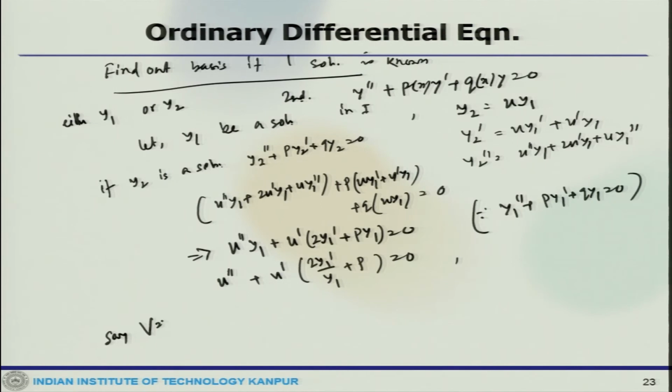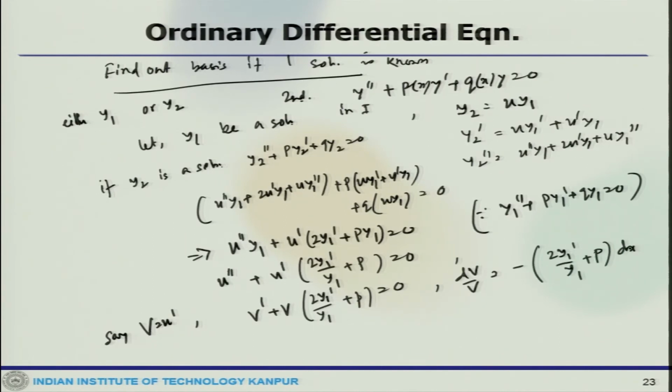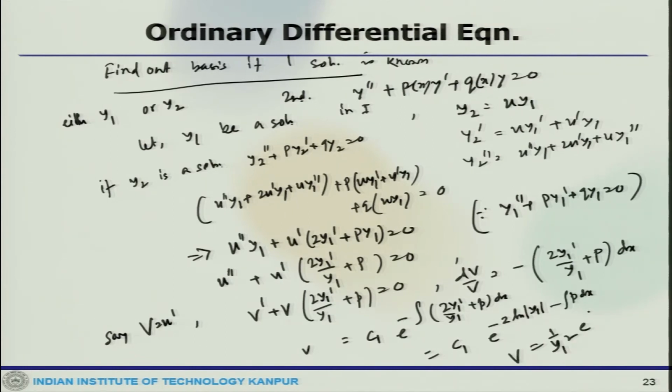Let us say v equals u prime, then we can write v prime plus v into 2 y1 prime by y1 plus p equals 0. So, dv by v equals minus 2 y1 prime by y1 plus p dx. So, v would be c1 e to the power minus integral of 2 y1 prime by y1 plus p dx. This can be written as c1 e to the power minus 2 ln y1 minus integral p dx, which we can write as 1 by y1 square e to the power minus integral p dx.